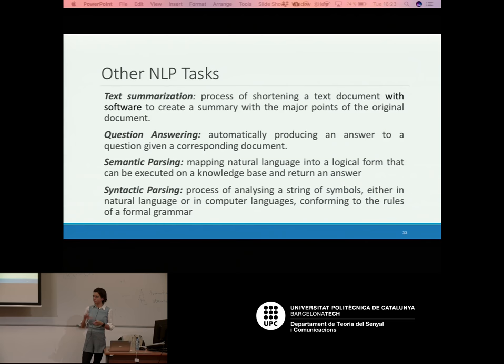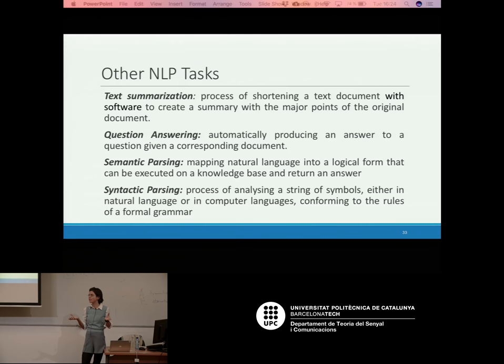Then you can have text summarization, which is the application where you have a text and you just create a summary with the major points of the original document. Again, your input would be the text and your output would be the summary. You have question answering, which is similar to chatbots. Your input is a question, your output is the answer.